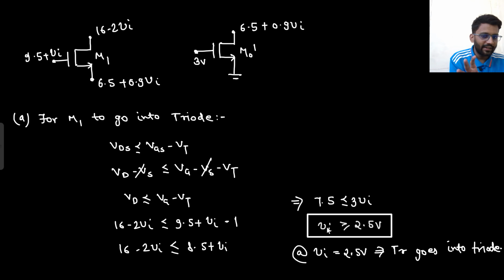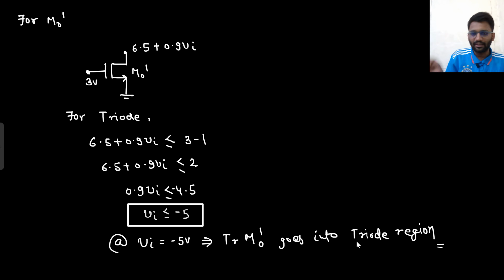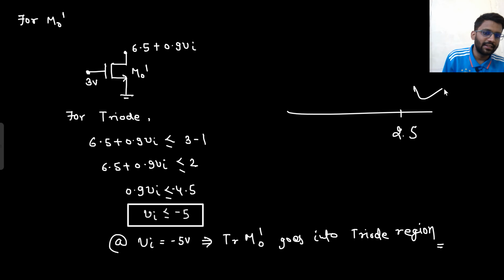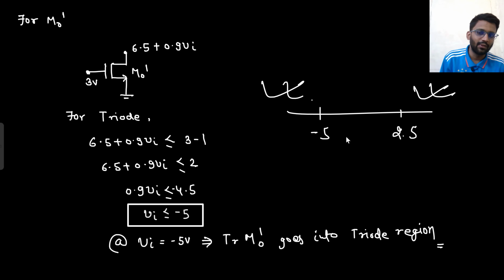So we don't need to find the common point of all those things. It's not that you need to find the common point. No. There are two separate questions. One is saying that V in should be greater than 2.5, then it will go into triode, and the other one is saying that V in should be less than minus 5, then it will go into triode. So this is saying that if V in is greater than this value, it will go into triode, and this is saying that if V in is less than this value, it will go into triode.